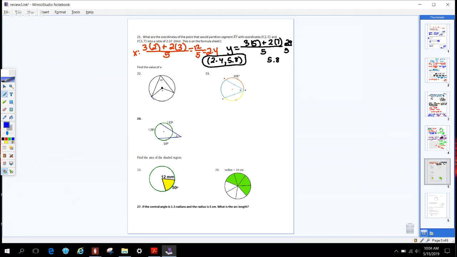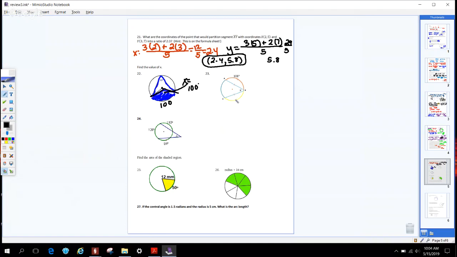Here, this inscribed angle that's 50 and this central angle share the same arc. So we know 50 times 2, angle to arc, we multiply by 2, is 100. Because this is a central angle, that makes x also equal to 100, because central angles have the same measure.